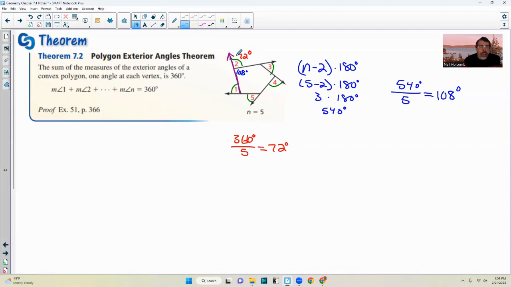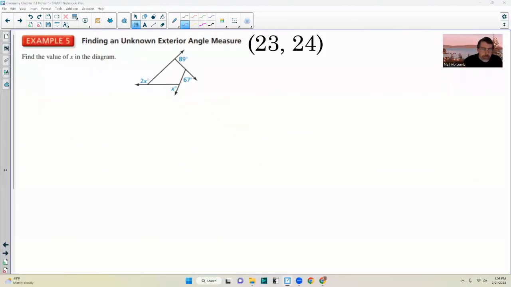So if this were a regular polygon, the interior angle plus the exterior angle, since that's a straight line, must equal 180. I assume this is regular, even though it's not. But if this were a regular pentagon, then this is how we would find one angle. Find the sum of the interior angles and divide by the number of sides. And those two numbers should be supplementary. Okay, so that is the Polygon Exterior Angle Theorem explained.